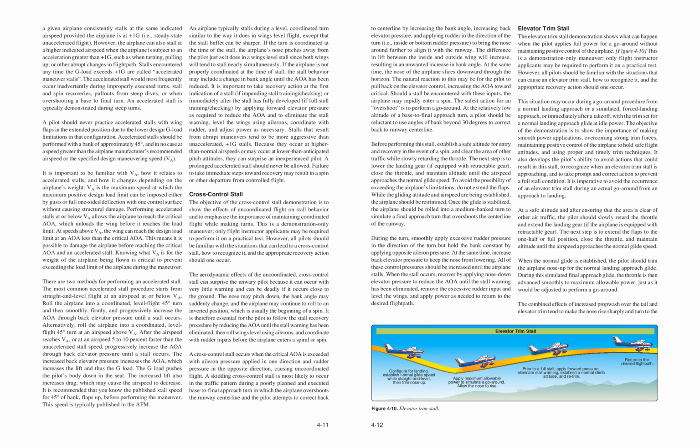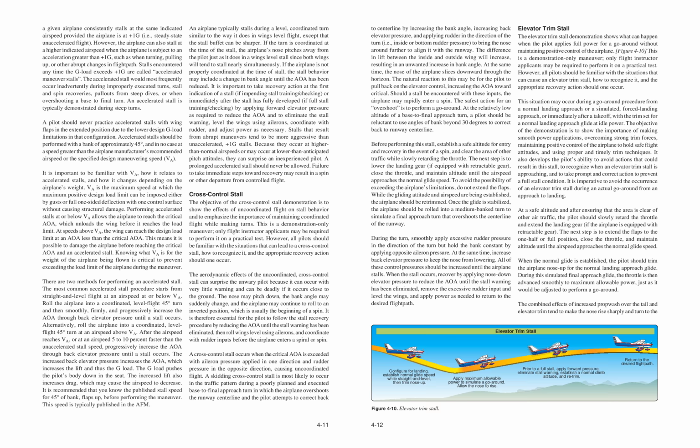Elevator trim stall. The elevator trim stall demonstration shows what can happen when the pilot applies full power for a go-around without maintaining positive control of the airplane. Figure 4-10. This is a demonstration-only maneuver. Only flight instructor applicants may be required to perform it on a practical test.